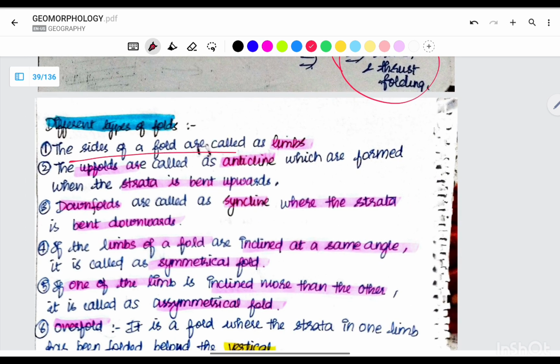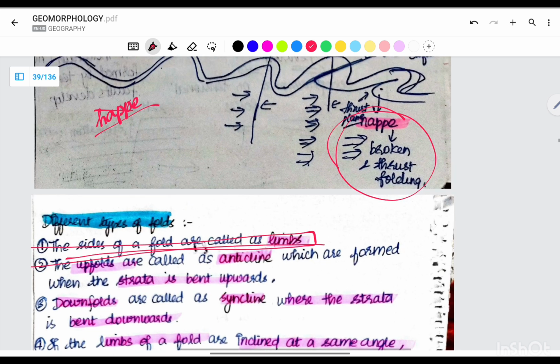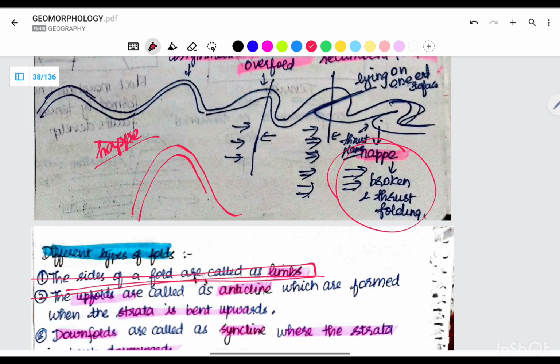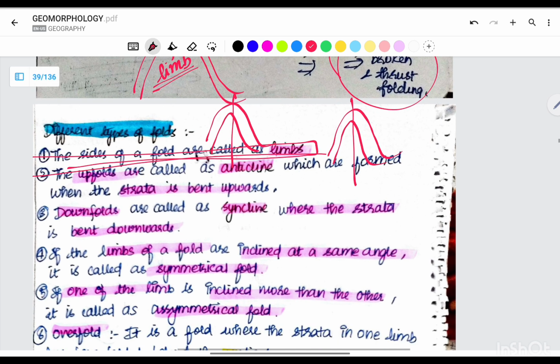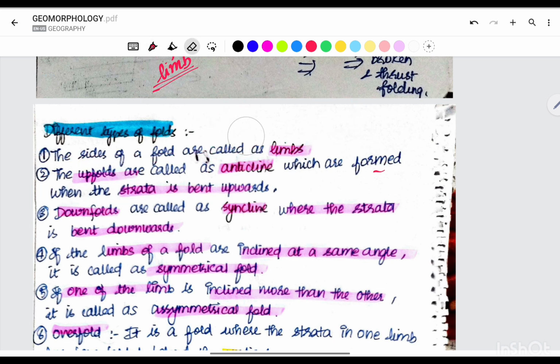Now the different types of the limbs. The sides of the fold are called limbs. So the sides of a fold is what we have as a limb, right? The upfolds are called anticlines and the downfolds are called synclines. The sides of the fold is what we call a limb.